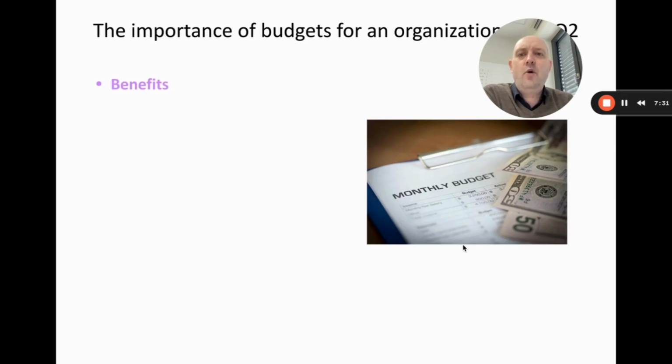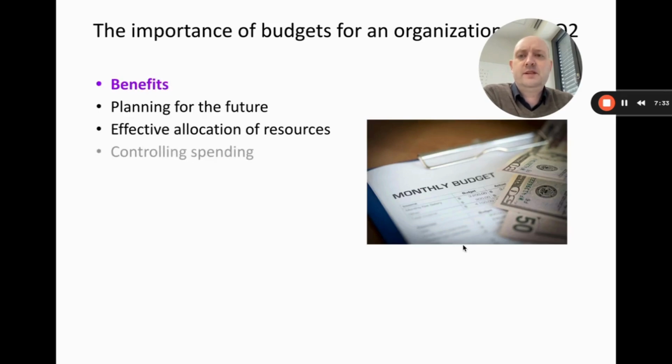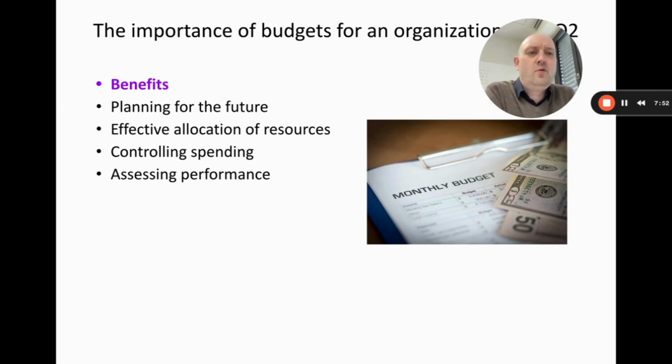So why are budgets important for businesses? Well, just like for people, they're beneficial. We can plan for the future. Businesses can allocate resources, and it's also a way of controlling spending. So if you tell people you've got a budget, so you can only spend 13,000 this year on marketing, then the marketing department will know, okay, we have some sort of limitation. We can't spend all we want to, so we're going to have to make decisions about how we spend it.